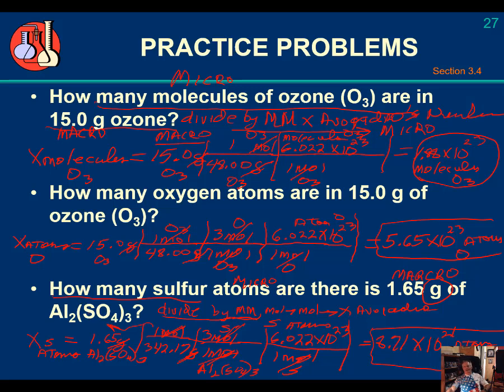What I would suggest is that you take this very same problem and work it in reverse. You go from atoms of sulfur to grams of aluminum sulfate, and you should get 1.65 to 3 significant figures, okay? And it's 3 sig figs.